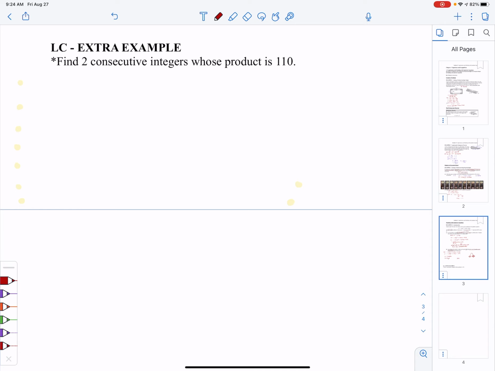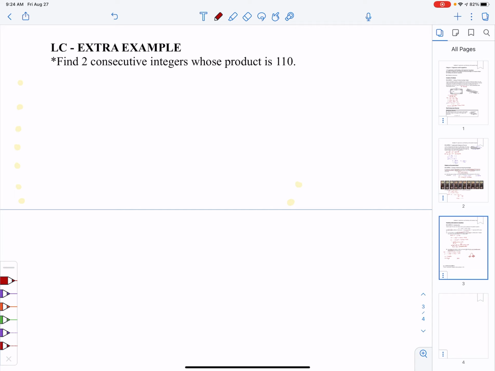So what I'm looking at here is, first of all, I'm looking for two numbers that multiply together to give me 110. Not only that, these two numbers have to be consecutive. They have to be next to each other. And then lastly, they have to be integers. So these are going to be pretty numbers. They could be positive or negative, but they've got to be pretty.